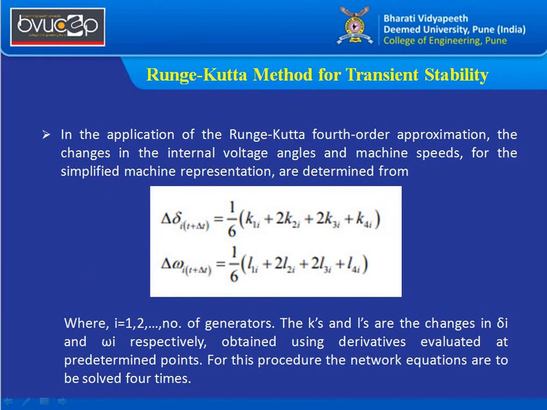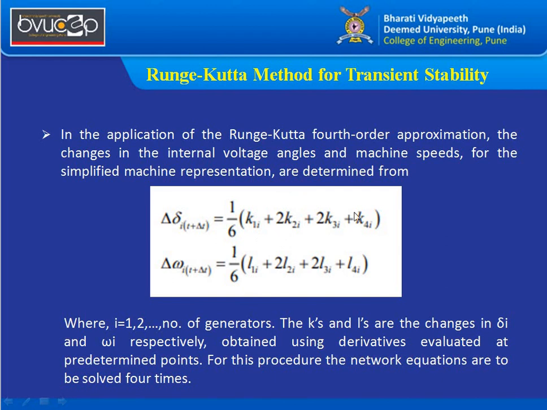So the other method which we have is the RK method. In the Runge-Kutta method, we consider the fourth order approximation. We have second order, third order, and fourth order, out of which we consider only the fourth order for this power system analysis. So we can see the changes in the internal voltage angles and machine speed for the simplified machine representation. The formula which we can see is delta = 1/6 k.